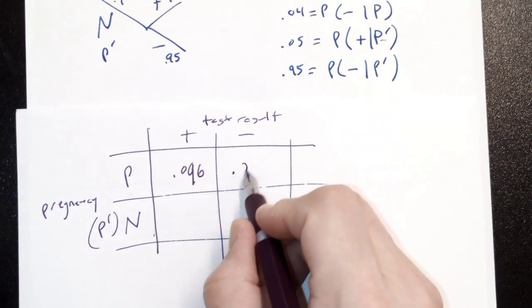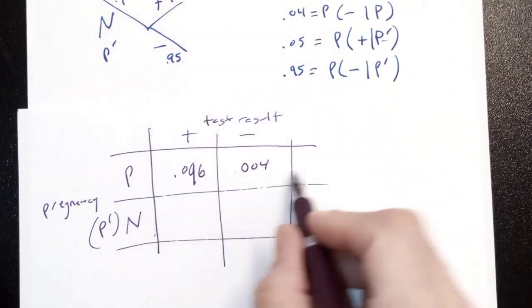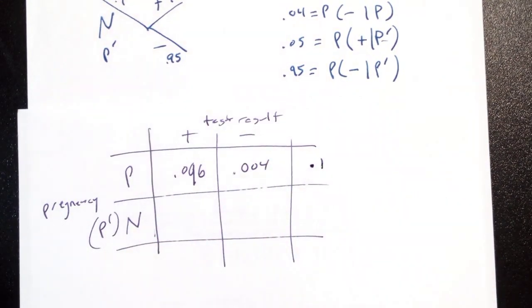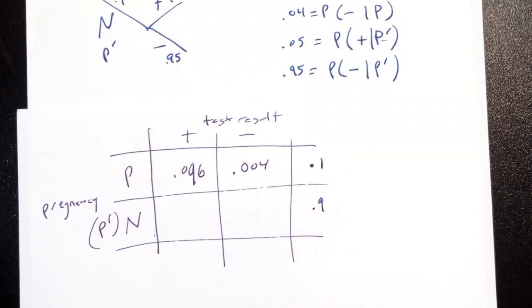Here. Pregnant and negative result. Notice when we add those two together, we get 0.1, a 10% chance of actually being pregnant. That means this row should total 0.9, so that these add up to 1.